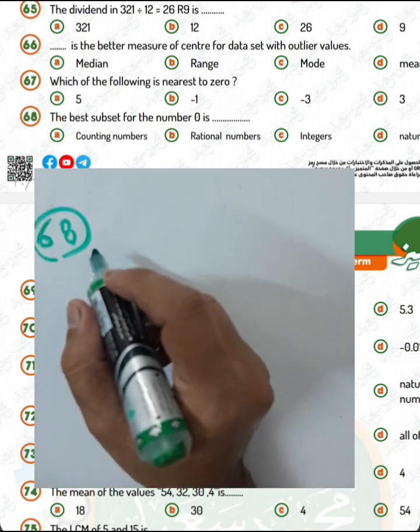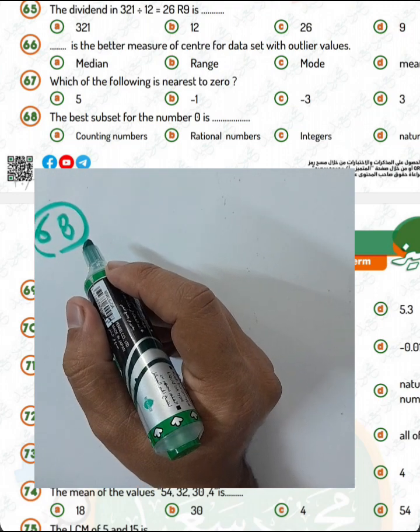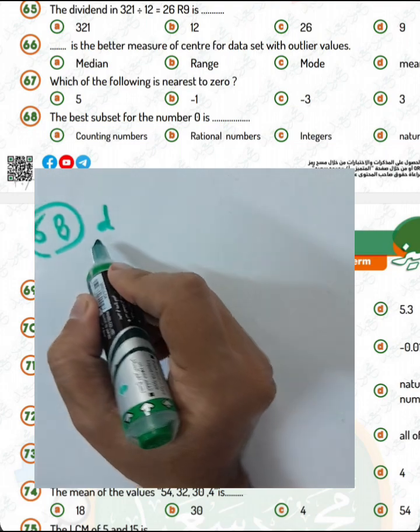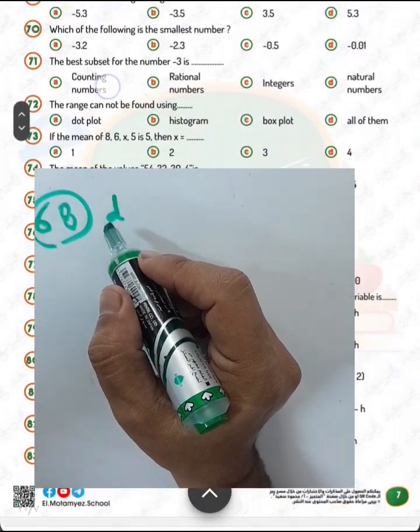The best subset from the number 0 here: the number 0 belongs to natural numbers. Choose letter D. Question 69.